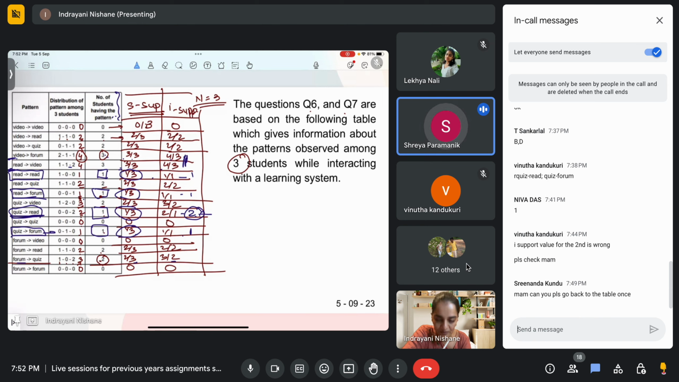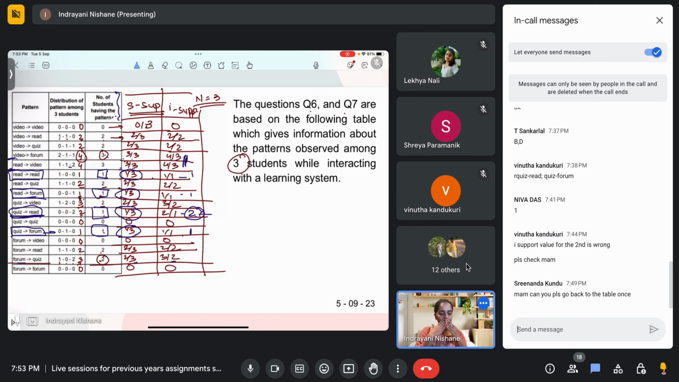Yes, S support. What S support tells us is for how many students a particular pattern is observed. If a pattern is observed for more students, that pattern is more significant compared to patterns observed for fewer students. When we want to decide about significance, how do you decide whether a particular pattern is important or not? We see for how many students that pattern is observed.